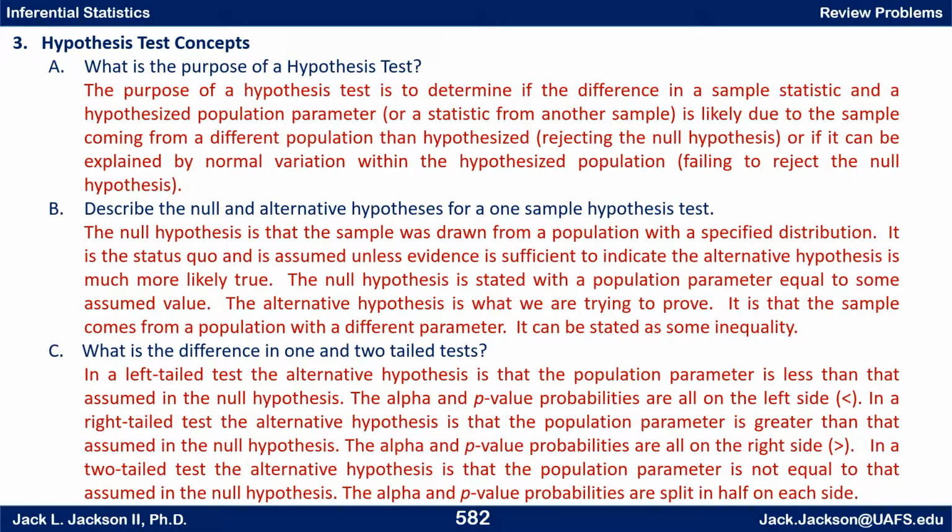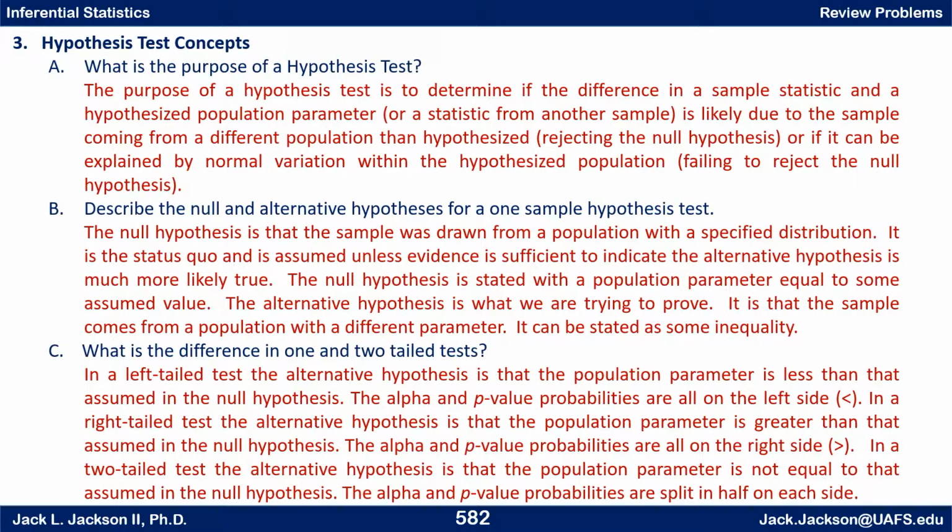So for a one-sample test, let's describe the null and alternative hypotheses. The null hypothesis is that the sample was drawn from a population with a specified distribution. It is the status quo and is assumed unless evidence is sufficient to indicate that the alternative hypothesis is much more likely true. The null hypothesis is stated with the population parameter equal to some assumed value. The alternative hypothesis is what we're trying to prove. It is that the sample comes from a population with a different parameter. It can be stated as some type of inequality, either not equal for a two-tailed test, less than for a left-tailed test, or greater than for a right-tailed test.